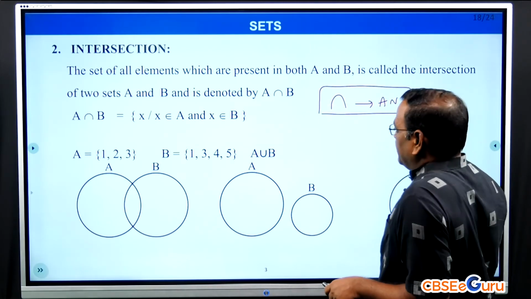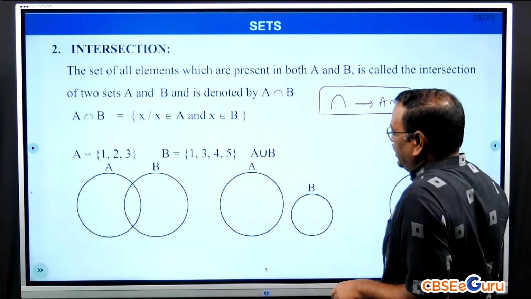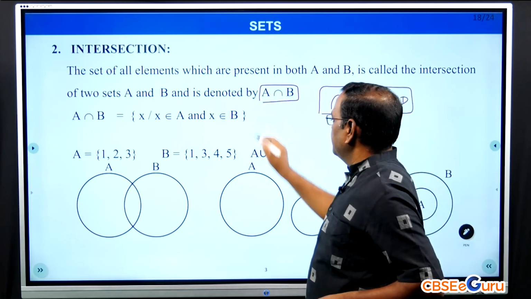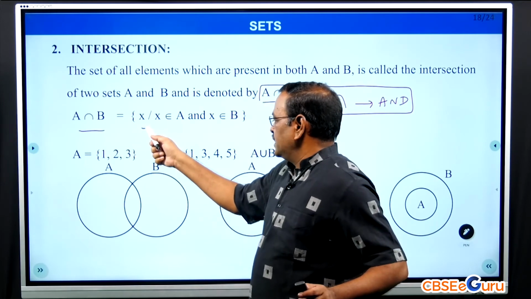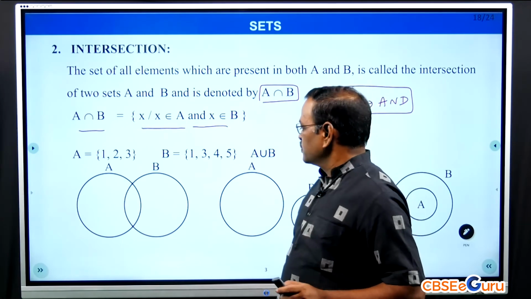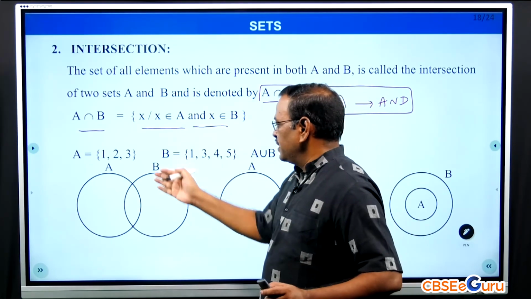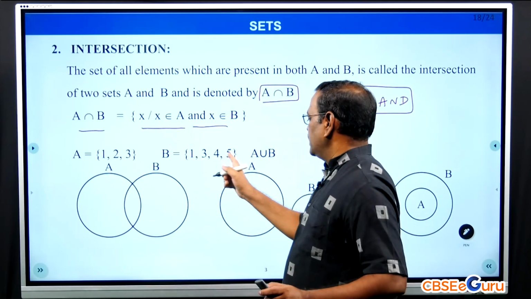A set of all elements which are present in both A and B is called the intersection of two sets A and B, and is denoted by A intersection B. A intersection B equal to the set of all x such that x belongs to A and x belongs to B. For example, we will discuss the definition by using the example A equal to 1, 2, 3 and B equal to 1, 3, 4, 5.